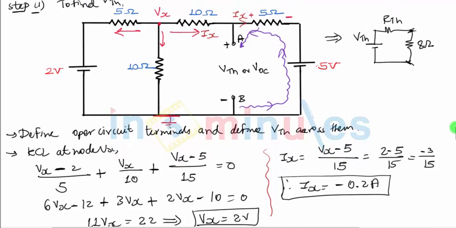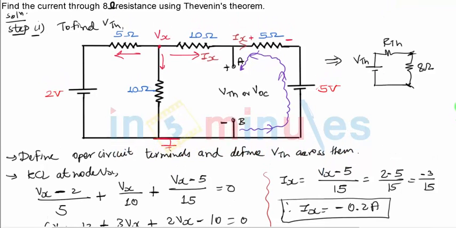I hope you understood the whole approach and various steps that we have applied. The second step will be to find RTH. Only after we get RTH along with VTH, we can draw the Thevenin's equivalent circuit. So let's now go to step number 2 and see how to find RTH.